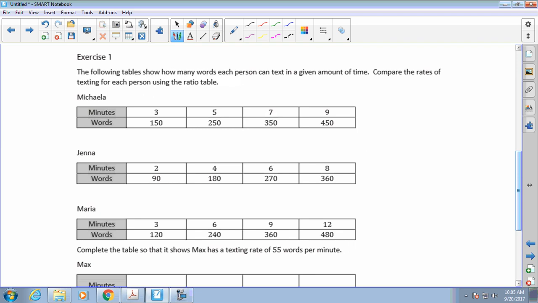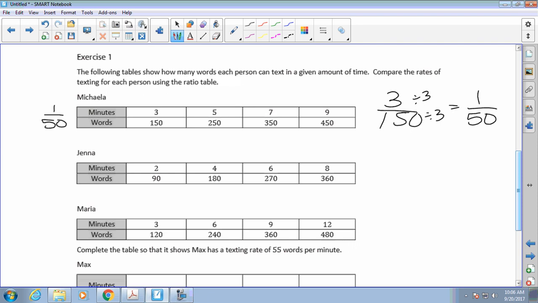50. 50. Very good, LJ. How did you get 50? Very good. You look for the greatest common factor of each of those numbers. In this case, it would be 3. You're going to divide the top and the bottom by that number. You would say 3 divided by 3 is 1. 150 divided by 3 is 50. So if you know how to simplify fractions, you'll be all set. So in 1 minute, there were 50 words that Michaela texted.